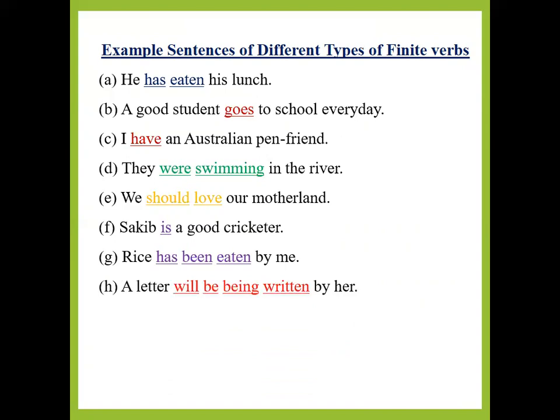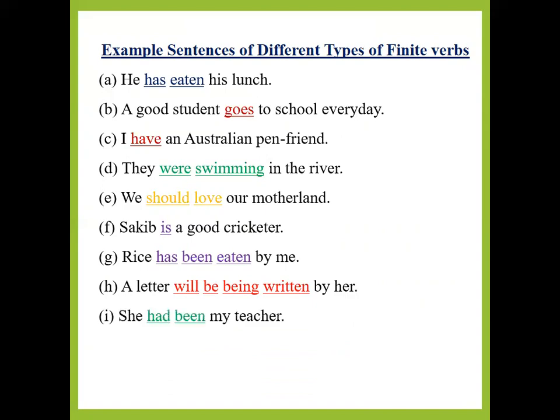A letter will be being written by her. In this sentence, we can see four verbs: will, be, being, and written. The first three verbs are used as auxiliary verbs, and the last one, that is written, has come from the main verb write, and it is used here as the principal verb.